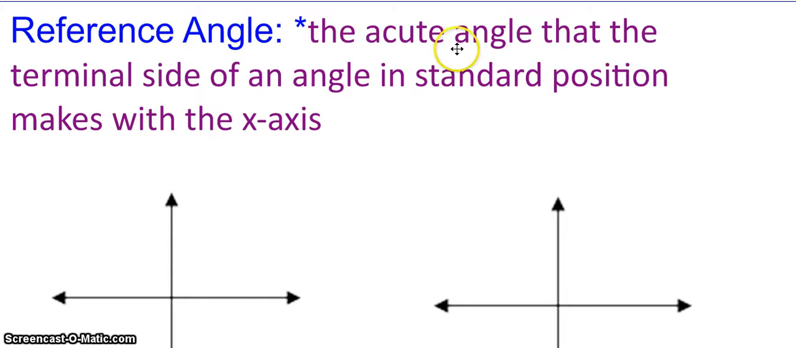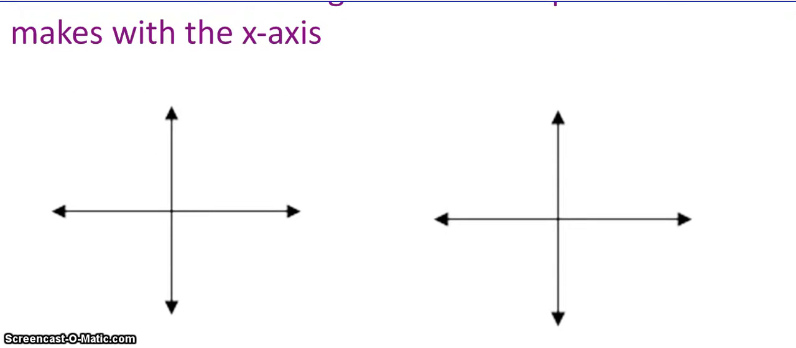So a reference angle is the acute angle. Acute means positive and less than 90 degrees, or pi halves, that the terminal side of an angle in standard position makes with the x-axis. So if I have an angle in the first quadrant, let's call this theta, my reference angle is the same angle. I'm going to call my reference angle this little symbol that looks kind of like a fish, and we're going to call that alpha. So if it's in the first quadrant, Q1, theta and alpha are the same thing.